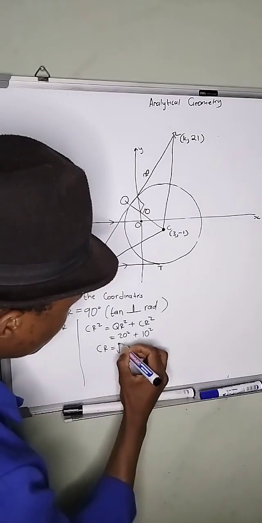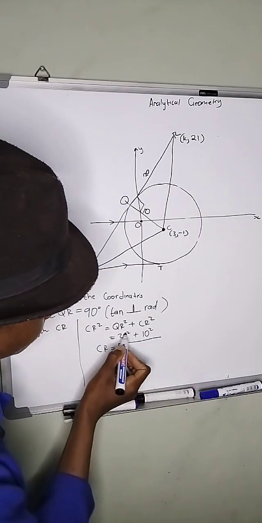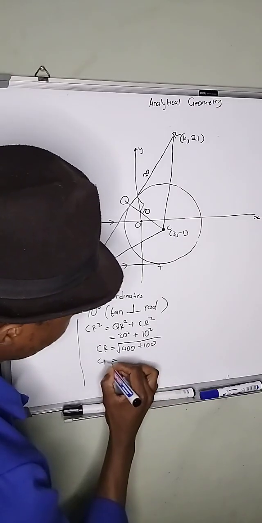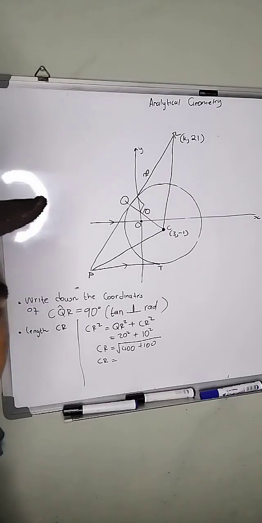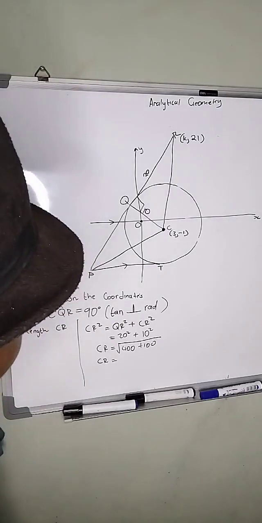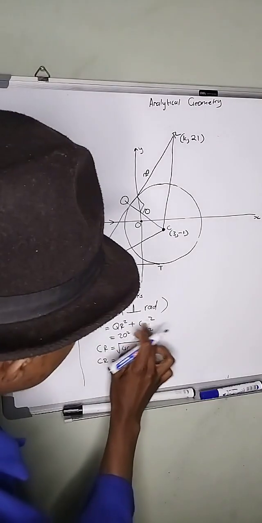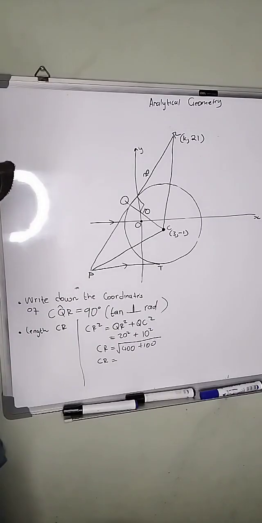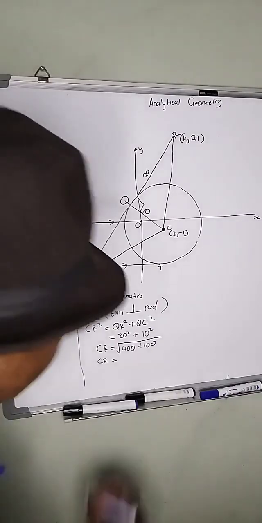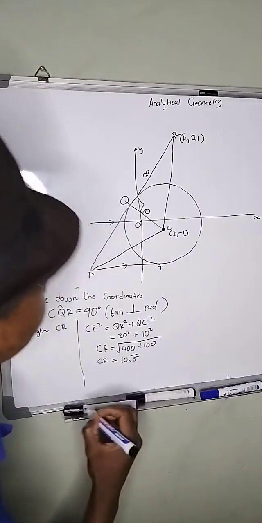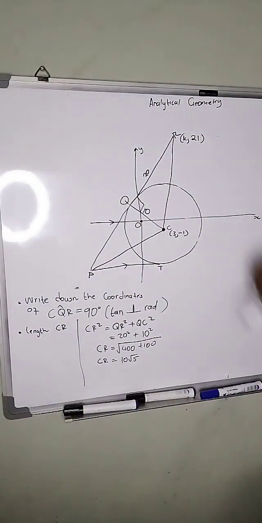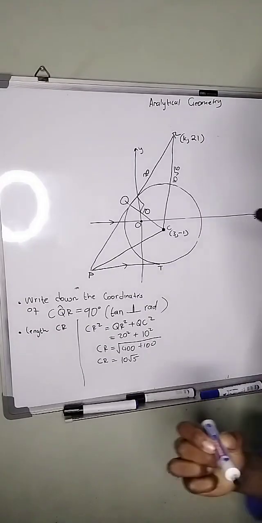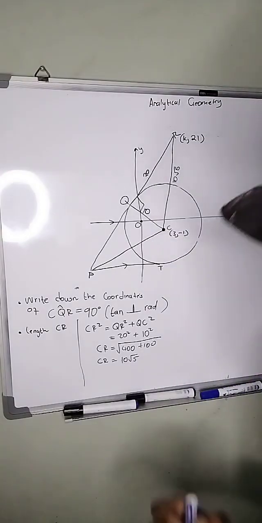Then CR squared is going to be equal to 400 plus 100. So what is going to be my CR? Oh yes, QC. Thank you. Yes, it's going to be 10 root 5. From here to here is going to be 10 root 5, right? So since it's going to be 10 root 5, it's fine.